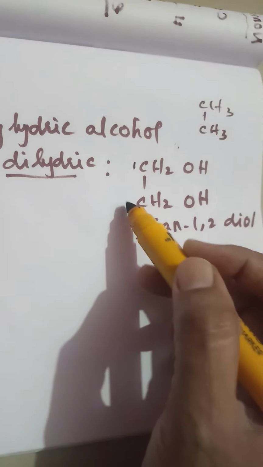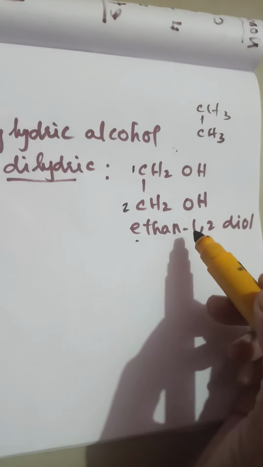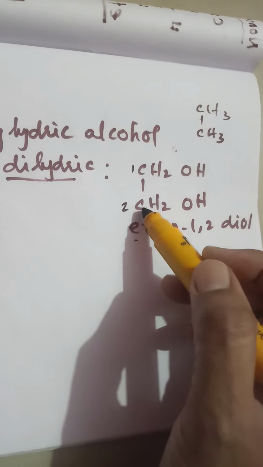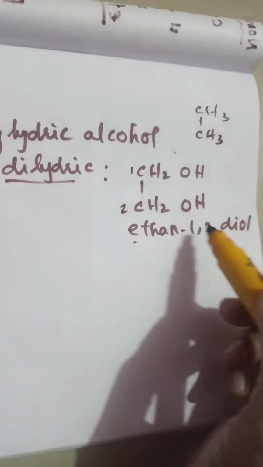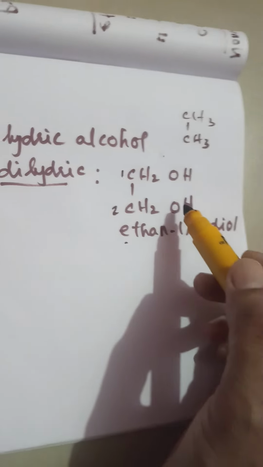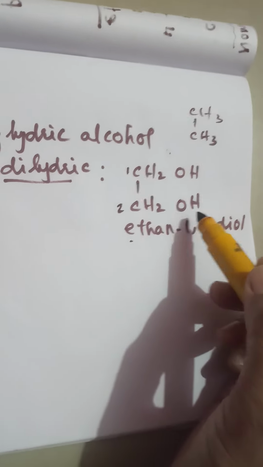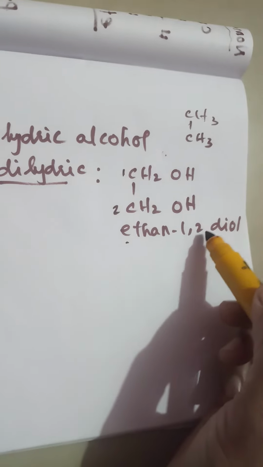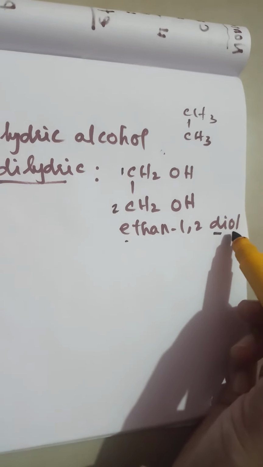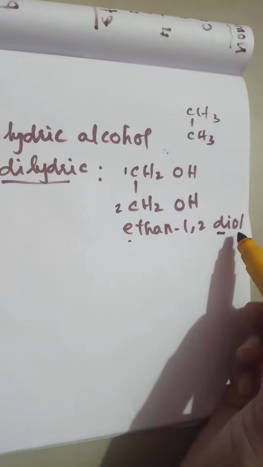This carbon is the first carbon, this one is the second carbon. So methane, ethane, ethane 1,2, the diol. Two hydroxyl groups are present, that's why it is known as diol. Di means two. Two alcoholic groups are present here.